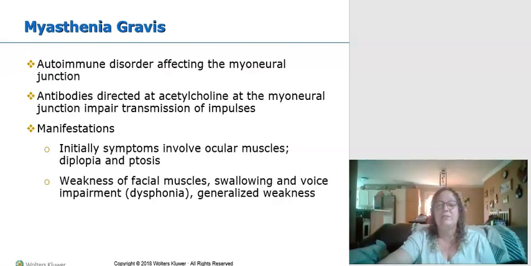Weakness of the facial muscles. So this usually starts in the face. So swallowing and voice impairment. So they may have some dysphonia, and generalized weakness are all signs and symptoms of myasthenia gravis.